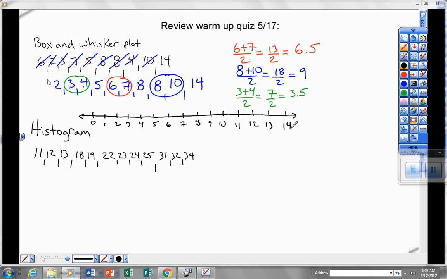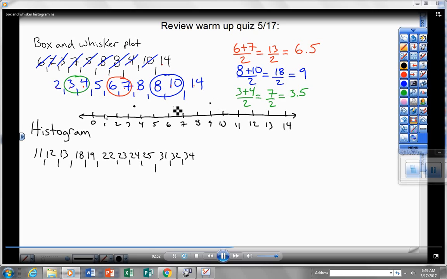I draw dots above each of my medians. So my bottom median, 3.5. My top median is 9, and the median of the whole data set is 6.5. Those are called my quartiles. First quartile, second quartile, third quartile. For my 3 medians or quartiles, I draw little lines through them and connect them as a long rectangle. Notice this is the box. Notice it is above the number line, not touching the number line.